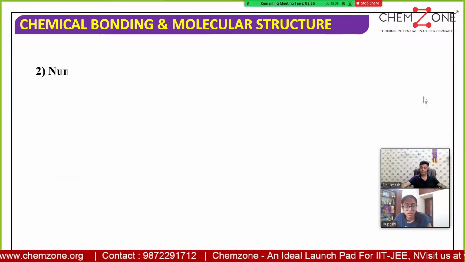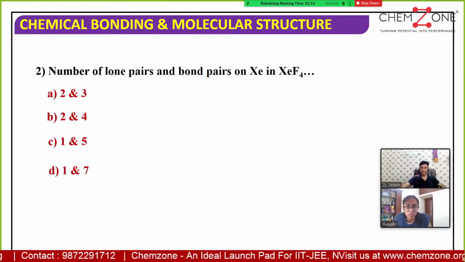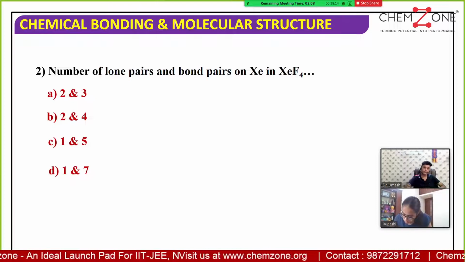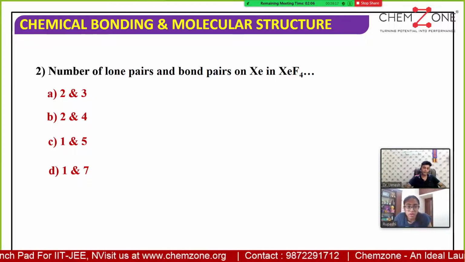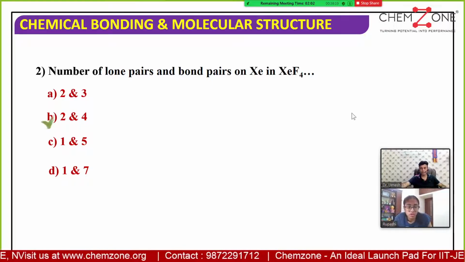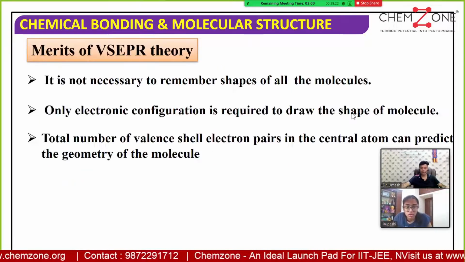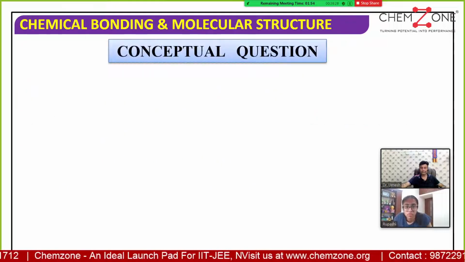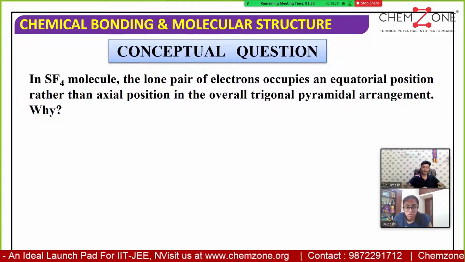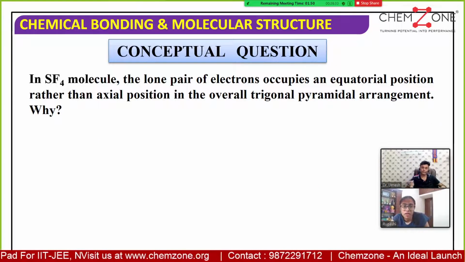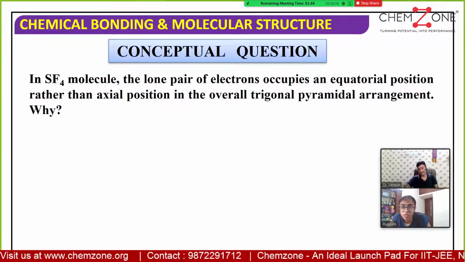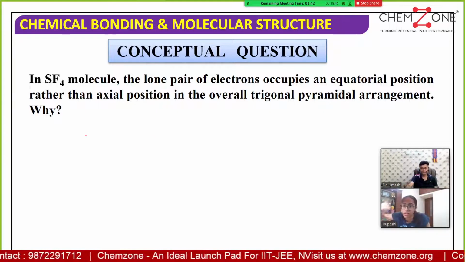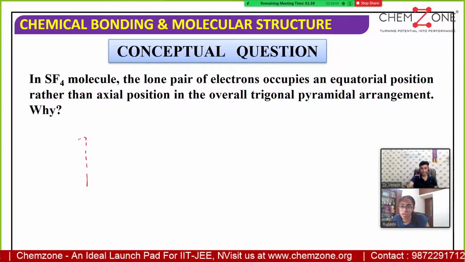SF6. Four bond pairs and two lone pairs. Okay. Leave these things now. Can you answer this question? Yes, sir, because the angle is more in the equatorial position. That's 120 degrees, there it's 90 degrees. The repulsion will be less when the angle is more.